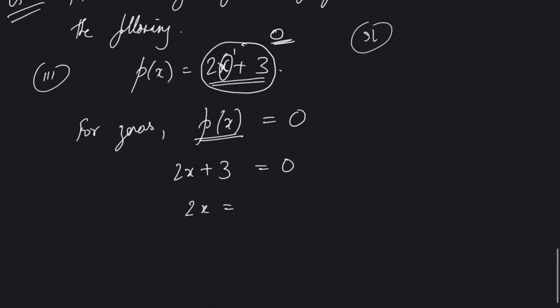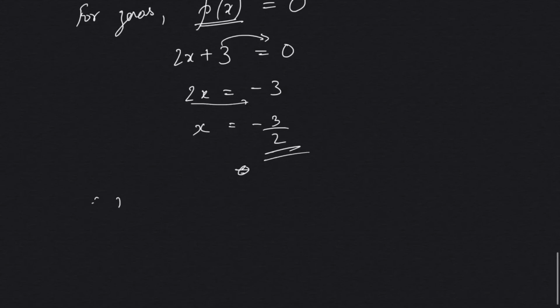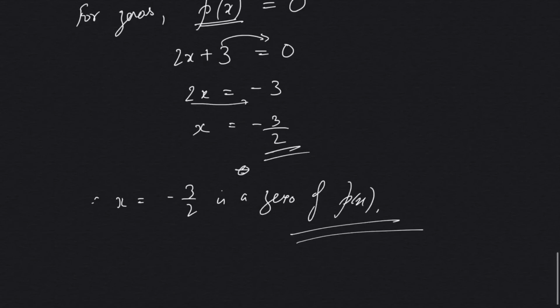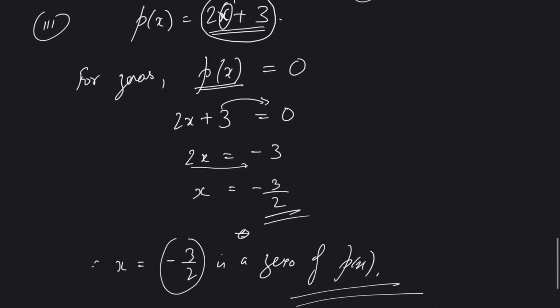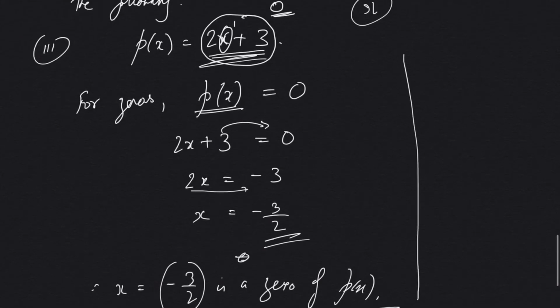So let's simplify this. Plus 3 will go to the other side, minus 3. Dividing both sides by 2, or cross multiplying, x = -3/2. Therefore x = -3/2 is a 0 of p(x). It means that when the value of x is -3/2 in the given polynomial, our polynomial will completely change to 0. Let us verify this for our sake, not needed in the exams.